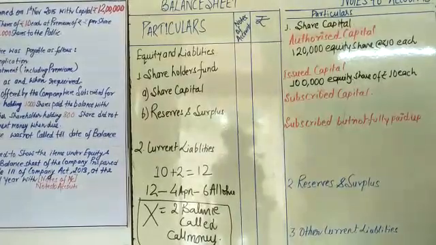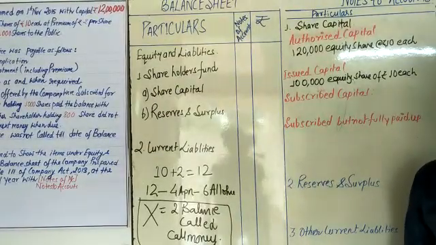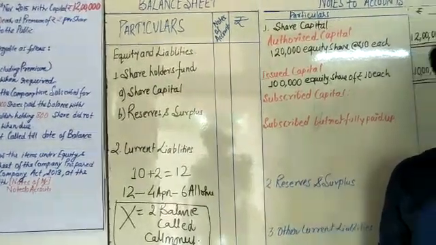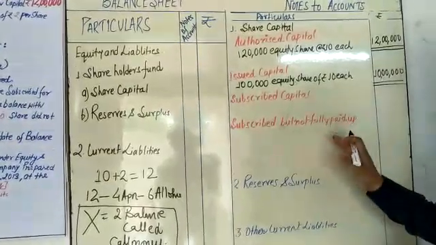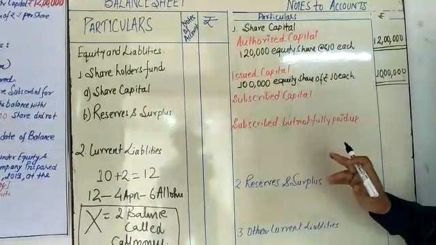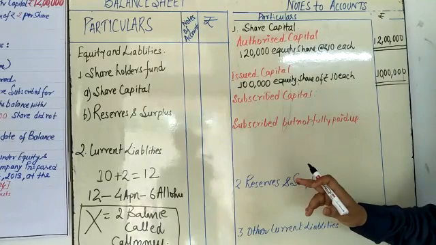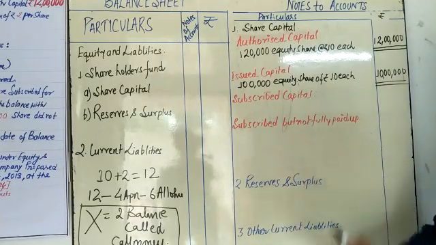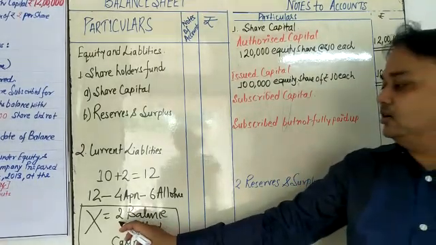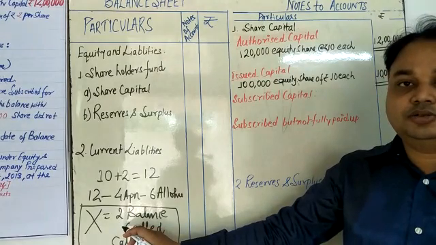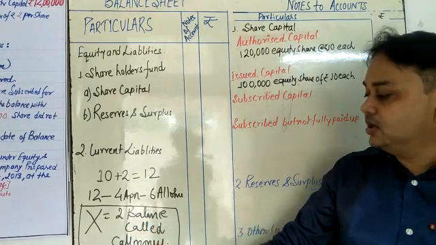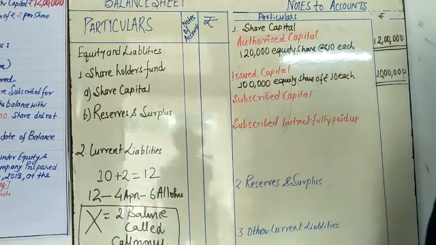It means the company has already issued, and the public has already subscribed, but it is not fully paid up. Why is it not fully paid up? Because the value of one share is 10 rupees, but the company did not call this 2 rupees balance. That is why the called up amount is only 8 rupees.